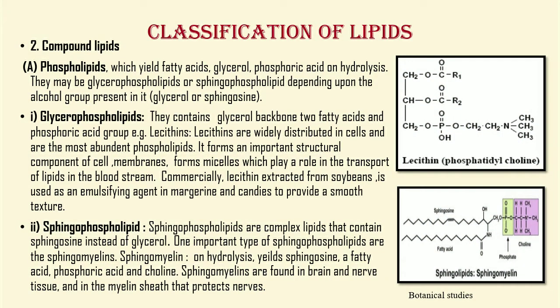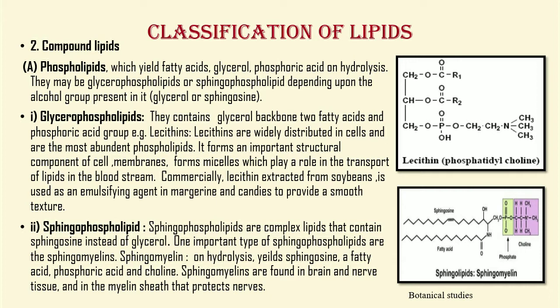Second group of lipid is the compound lipids. Phospholipids yield fatty acid, glycerol, and phosphoric acid on hydrolysis. They may be glycerophospholipids or sphingophospholipids, depending upon the alcohol group present in it. First, glycerophospholipids. They contain a glycerol backbone, two fatty acids, and a phosphoric acid group. For example, lecithins. Lecithins are widely distributed in cells and are the most abundant phospholipids.